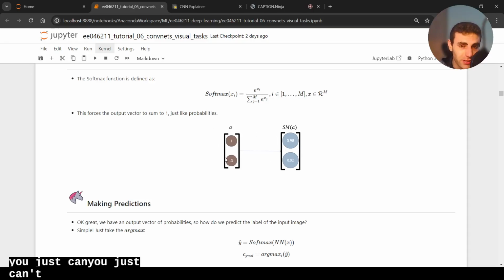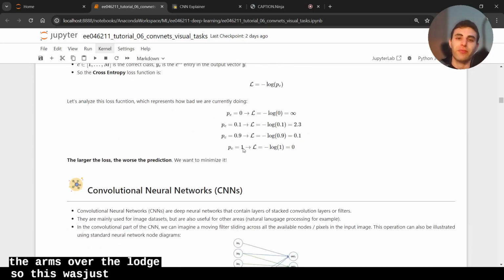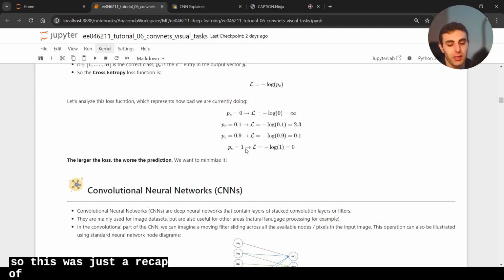You can just take the argmax over the logits. Cool. So this was just a recap of multi-class classification. Let's now go back to convolution.